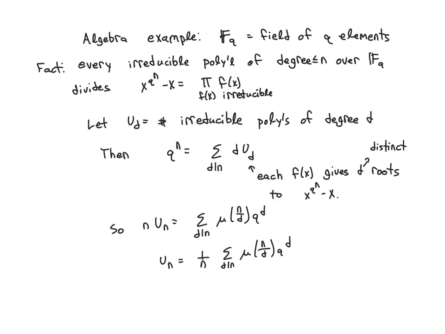And what that means is, by Mobius inversion, n times u sub n, that's the sequence over here, is the summation over all d dividing n of the Mobius function of n over d times q to the d. So just divide through by n, and you now have a closed formula for the number of irreducible polynomials of a given degree over a given finite field. In particular, you can prove this number is always positive, so irreducible polynomials actually exist.